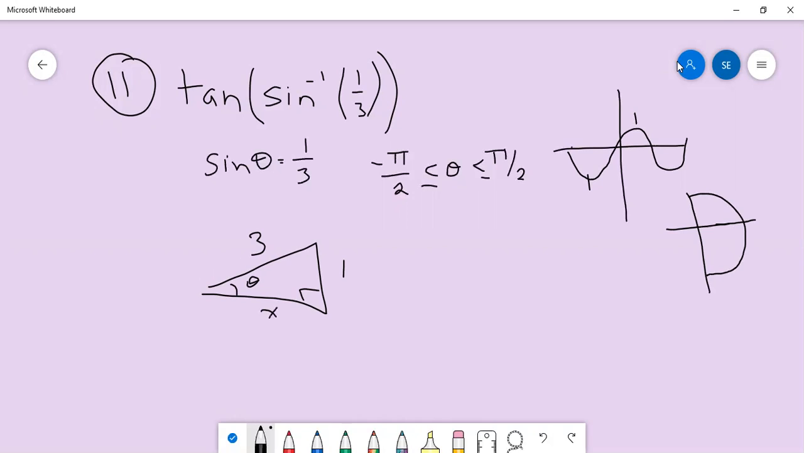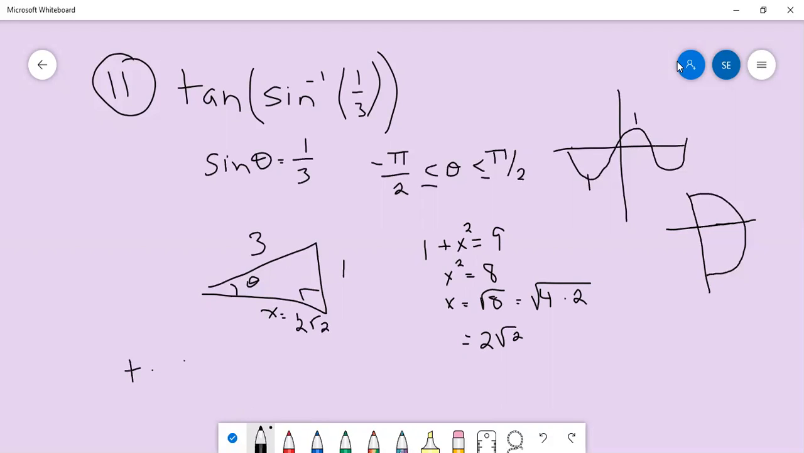This side is x, so 1 squared, which is 1, plus x squared is equal to 3 squared, which is 9. So x squared is going to equal 8, or x is equal to the square root of 8. This is equal to the square root of 4 times 2. The square root of 4 is 2, so we can write this as 2 square roots of 2. So this x here is equal to 2 square roots of 2.